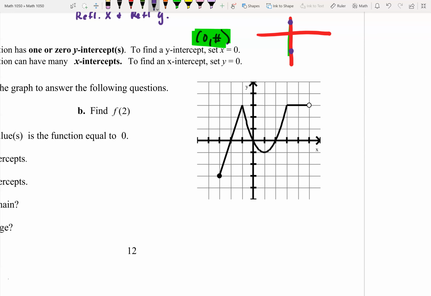And a function can have a whole bunch of x-intercepts. So look at all these dots. Those green dots, it can have an infinite number of x-intercepts, and it's still a function, okay? To find the x-intercept, you're going to let y be a 0. So everybody put a 0 in the second location, put a number symbol in the first, and that's what an x-intercept is going to look like, okay?